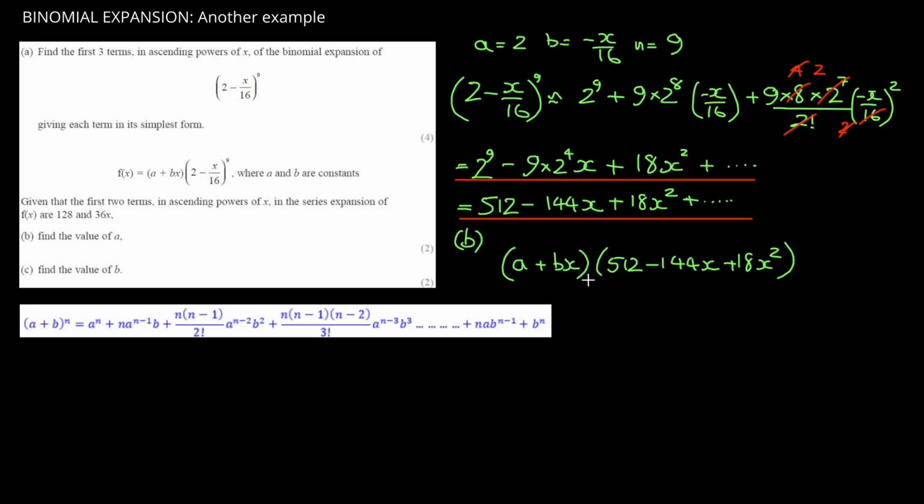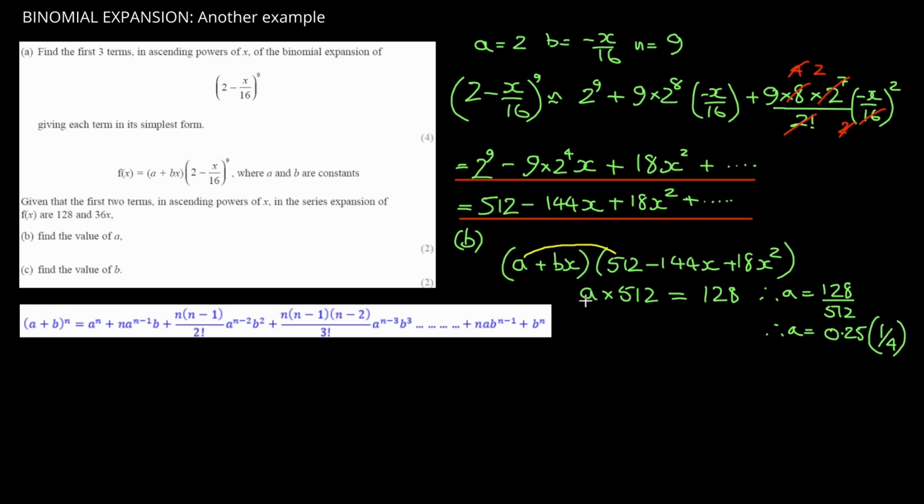The first term is a number, and the only multiplication which leads to a number is a times 512. So I can immediately say that a multiplied by 512 must equal their answer, which they've given us, which is 128. So therefore, a is equal to 128 divided by 512. And this works out that a is equal to 0.25, or a quarter if you like.